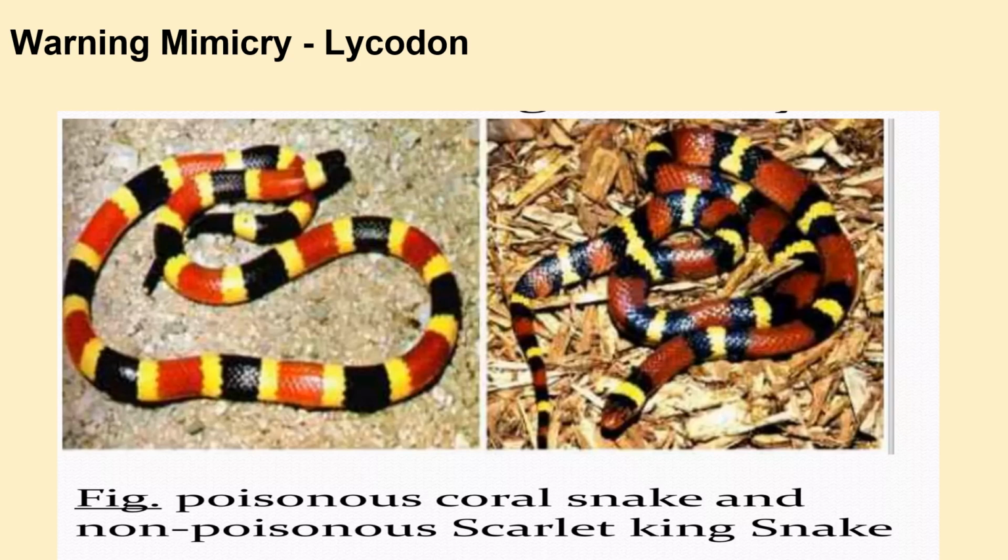Then warning mimicry. Warning mimicry is a type of mimicry where harmless animals mimic the appearance of distasteful, dangerous, or poisonous animals. By this, the mimics warn the enemies and protect themselves. Example, Lycodon, a non-poisonous snake. It mimics the poisonous krait in its color pattern. Also, the non-poisonous Chrysopelea mimics the poisonous cobra by producing a hissing sound. Secondly, the palatable Viceroy butterfly mimics the non-palatable monarch butterfly.